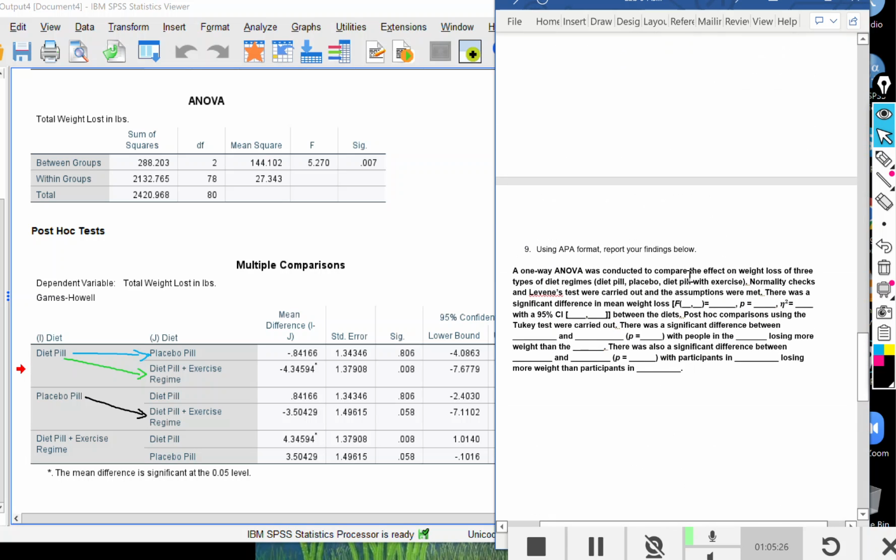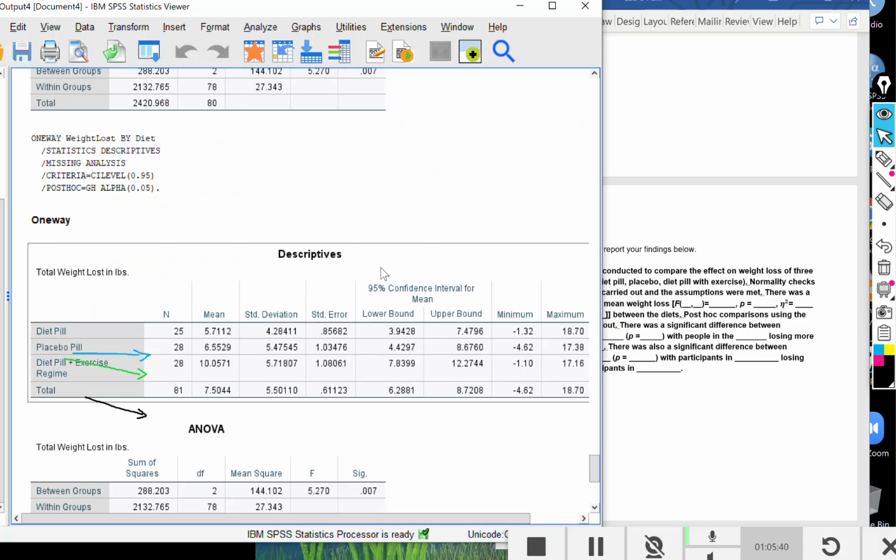So you will be tasked to write this in APA, and this is in the walkthrough. I just copy and paste in the walkthrough. And what we see here is it's basically putting stuff from this SPSS in here. Well, it's not basically, that's what needs to be done here.